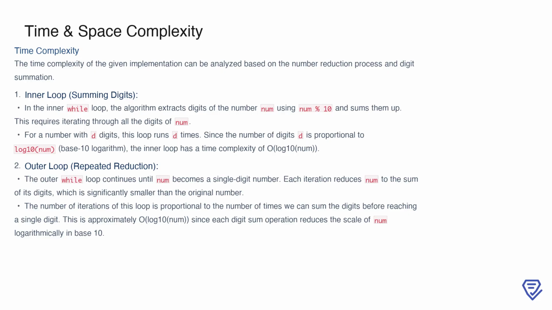Now, looking at the outer loop, it continues until the number reduces to a single digit. Each iteration of this loop performs a summation of the digits, which significantly reduces the size of the number. The number of iterations required is proportional to the logarithmic scale reduction of the number, which is also O(log10 number). This gives us the foundational analysis of the time complexity for both the inner and outer loops separately.